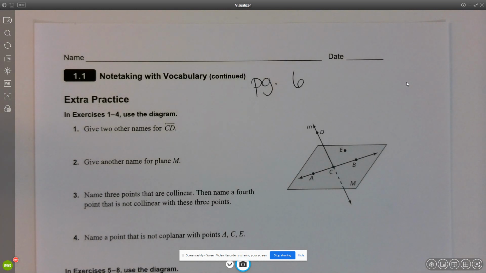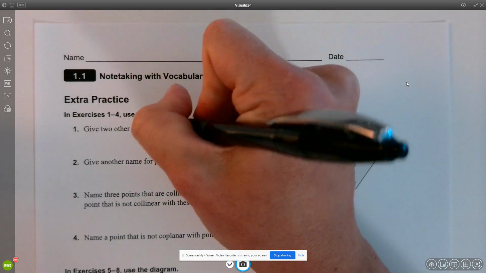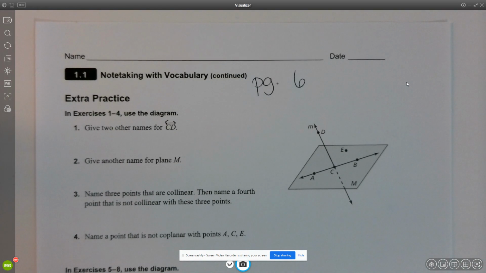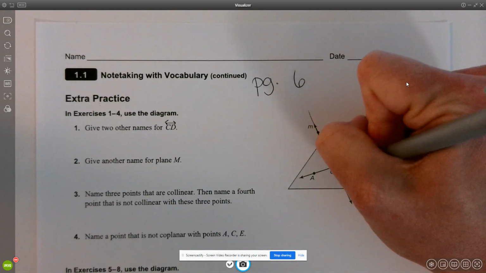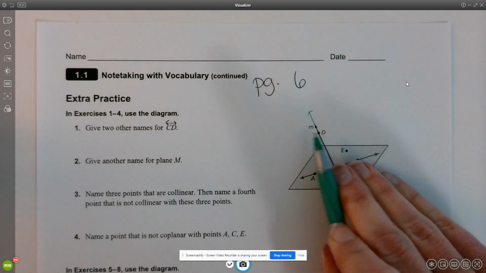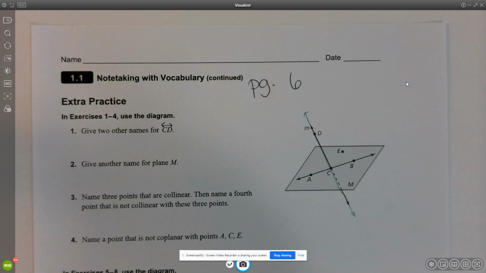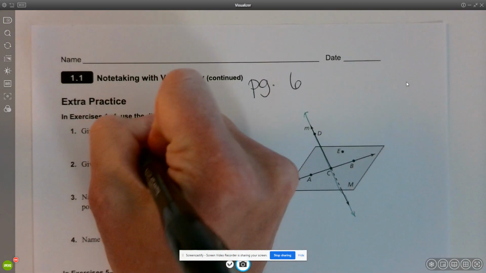In number 1 through 4, we're going to use the diagram on the right. In number 1, it says give 2 other names for line CD. I know it's a line because, although it's kind of hard to see, there are arrows on the ends of that symbol. Line CD in my picture is this line here. When I look in this picture, I notice there's a little lowercase m, and we can name lines with lowercase letters. So one other name for line CD is line m.